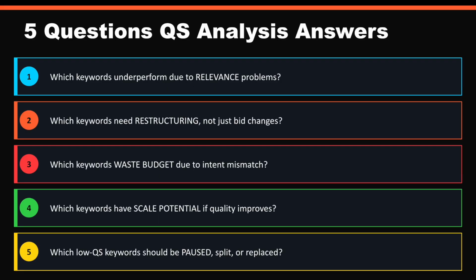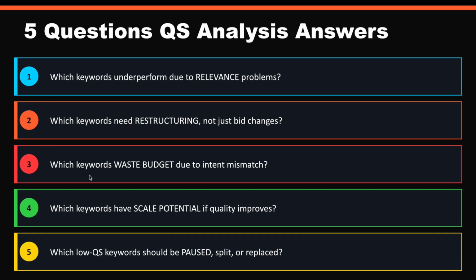So why do we actually do quality score analysis every week? What questions does it help us answer? Question number 1 is which keywords are underperforming because of a relevance problem. This helps you spot keywords that look fine on the surface but are actually getting poor quality traffic. And question number 2 is which keywords need restructuring, not just a bid change. A lot of people just lower the bid when something is not working, but sometimes the real issue is that the whole ad group is messy or generic and needs to be reorganized.